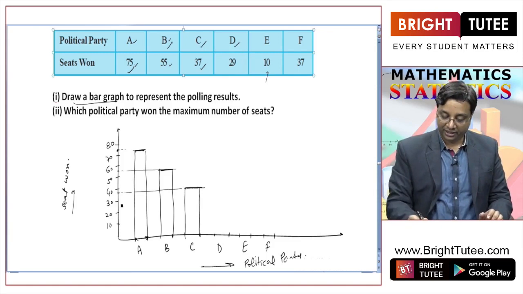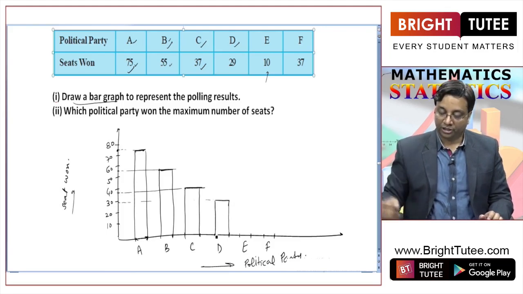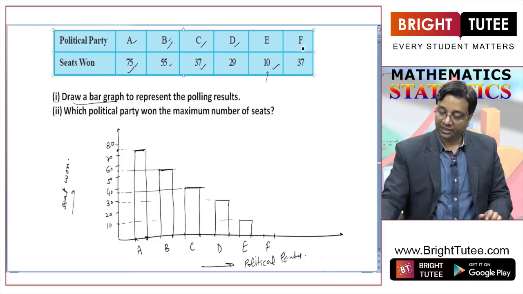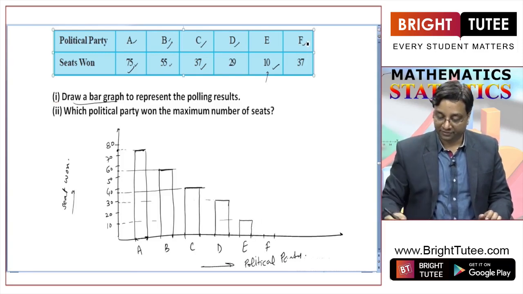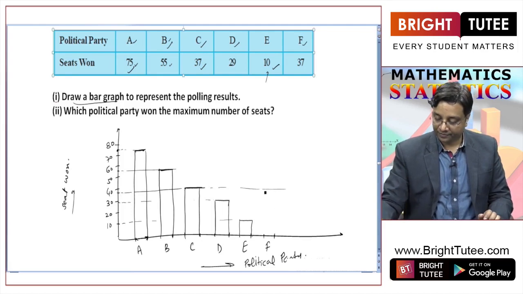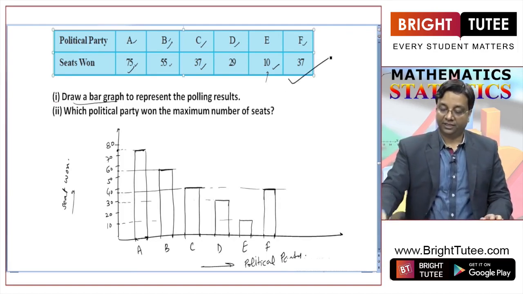Political party D won 29 seats, so which will be here. Political party E won 10 seats. And political party F won 37 seats. So 37 will be somewhere here. Right. So this is the bar graph which represents this given data.